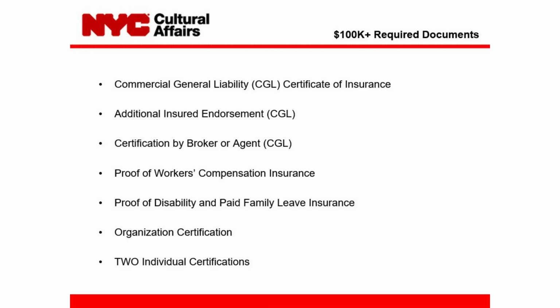All grantees receiving awards of $100,000 or more are required to submit the following: Commercial General Liability Certificates of Insurance to cover the grant period, also known as your CGL. Additional Insured Endorsement to match the CGL. Certificate of Broker or Agent, which is the last page of your grant agreement. Proof of Workers' Compensation Insurance. Proof of Disability and Paid Family Leave Insurance. An organization certification, and 2 individual certifications.